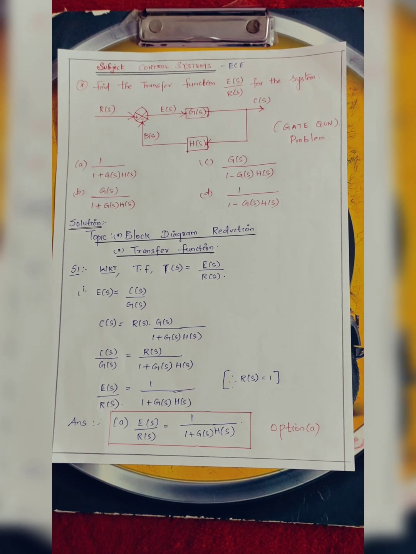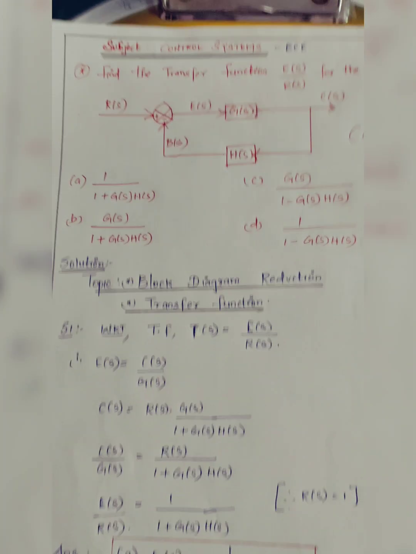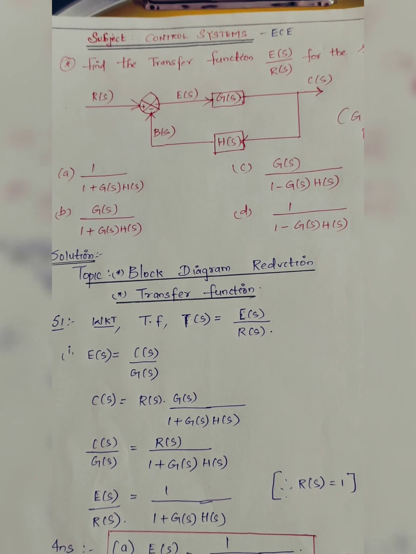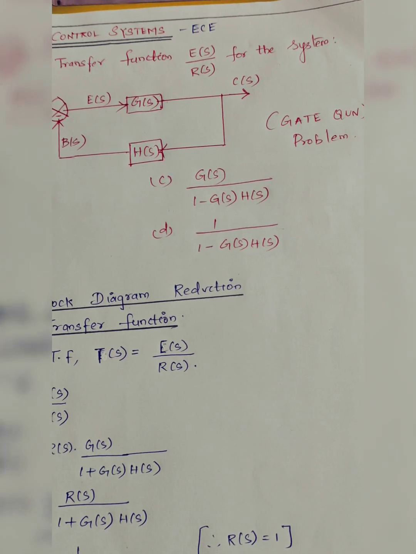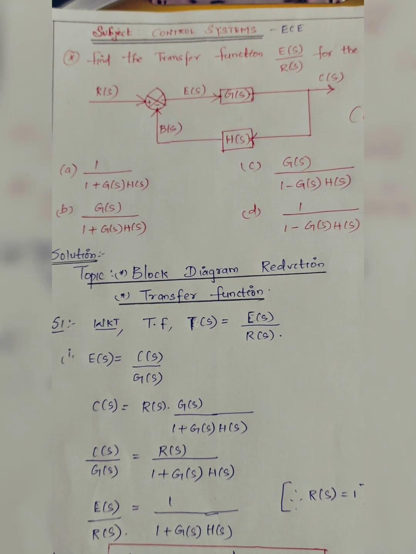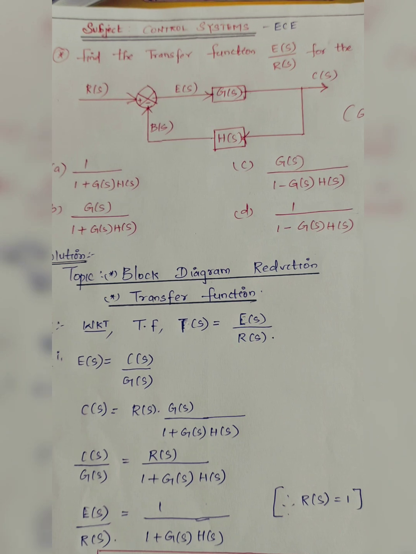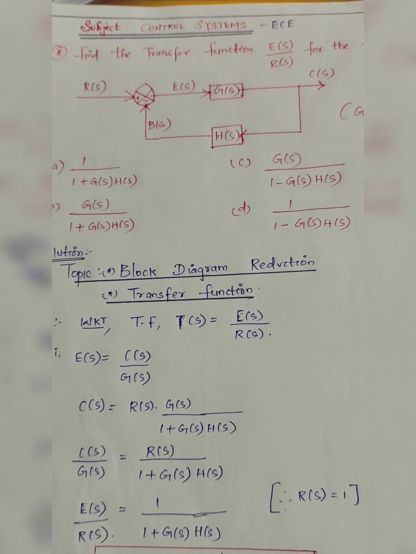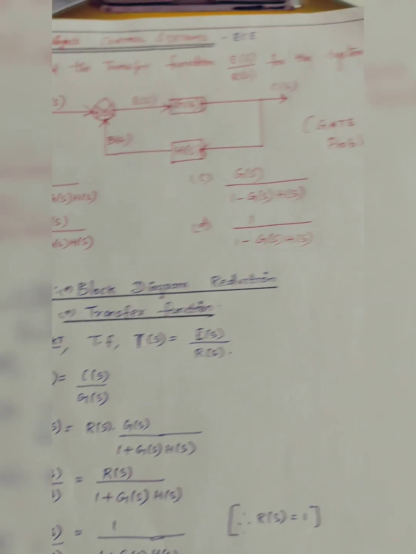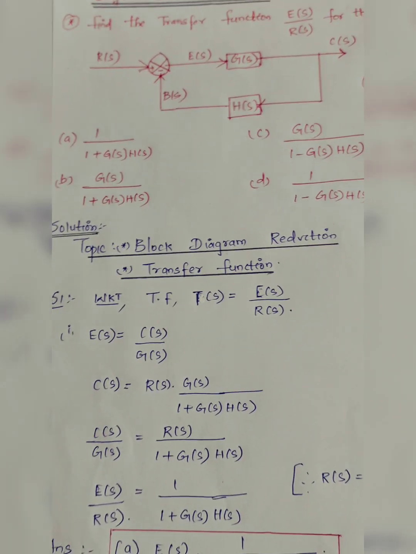Today we'll see about the gate questions in the subject control system for the ECE board. Find the transfer function E of S for the system. Block diagram is given. Input R of S, output C of S, E of S, P of S. In the block we have G of S and H of S. It's a gate question problem. We have the four options for this.